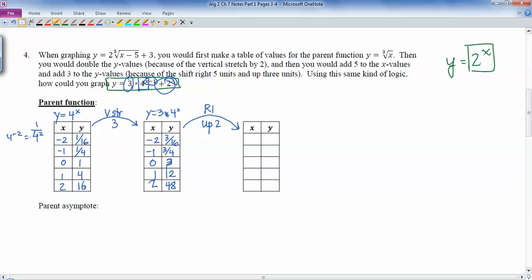Let's try this again. +1, +2. All right, so +1 to the x's. That's going to raise everything by 1. Add 2 to the y's. Well, that'll be 2 and 3/16, 2 and 3/4, 5, 14, and 50.